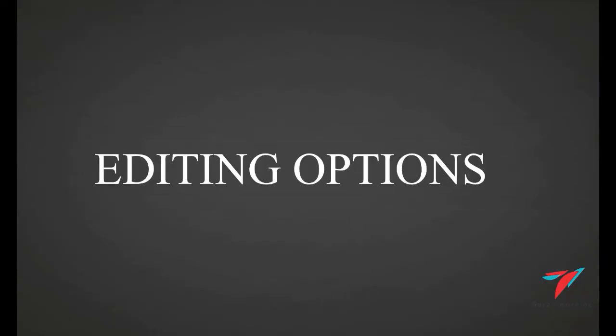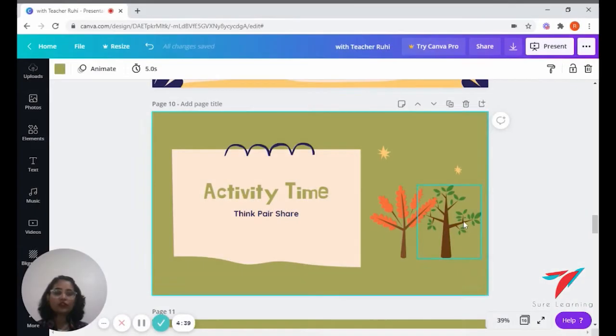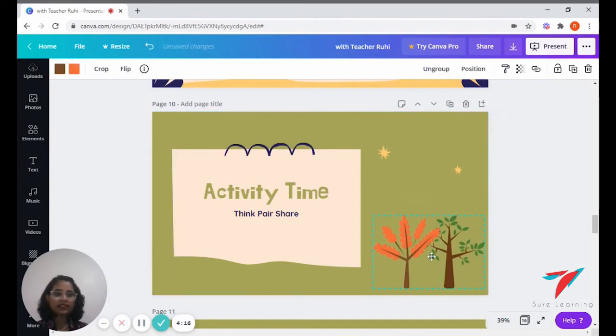Other important features of Canva, which you'll also find on PowerPoint, are grouping and transparency. You can group multiple elements or media content, which makes it so much easier to move them together. Just select the media content or the elements that you want to group. So I want to group these two trees and go to group. Now you see they are under one single frame and now I am able to move them easily.